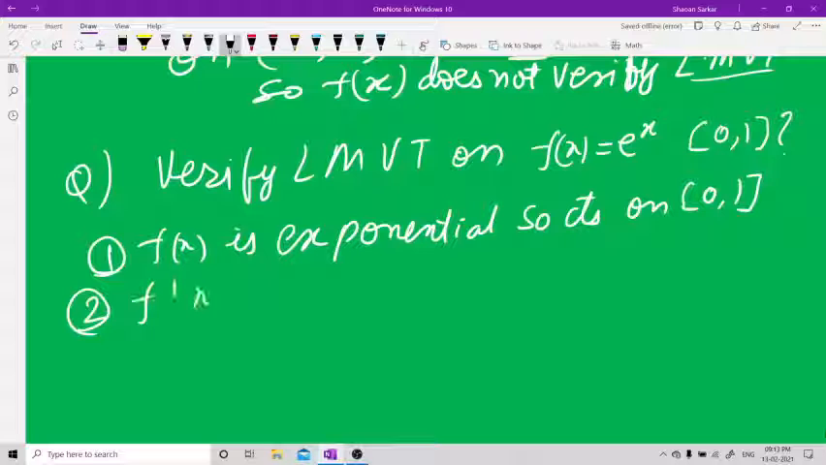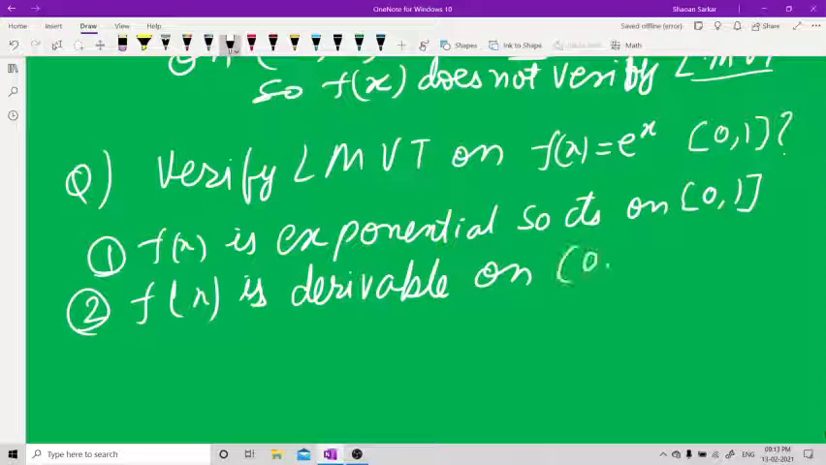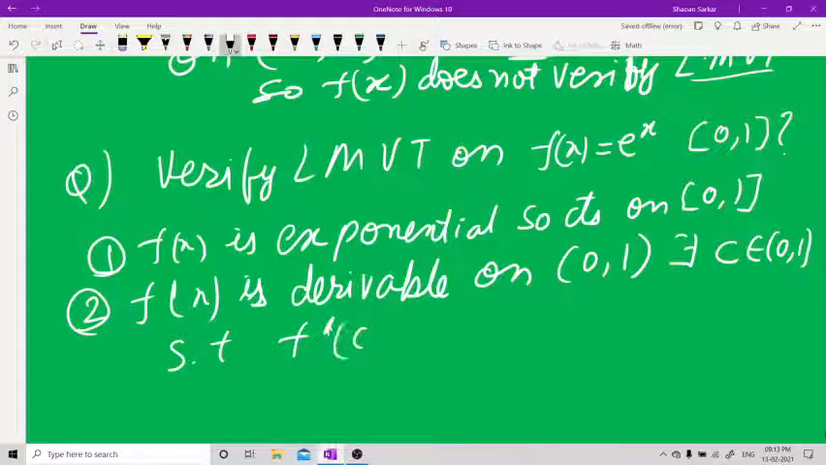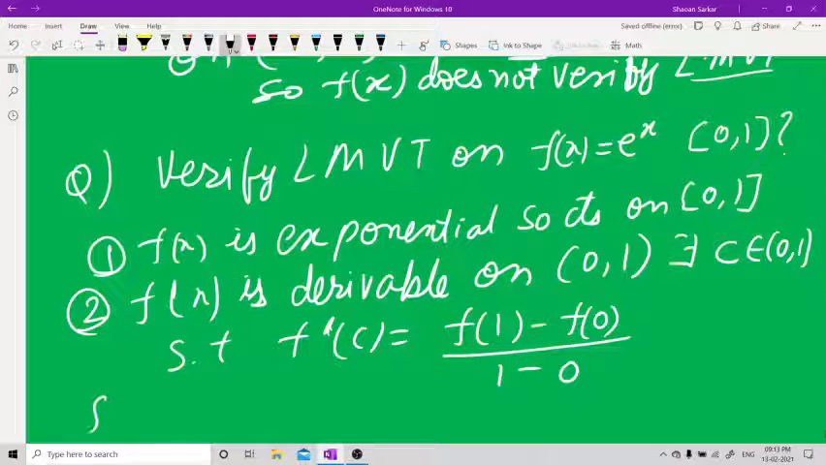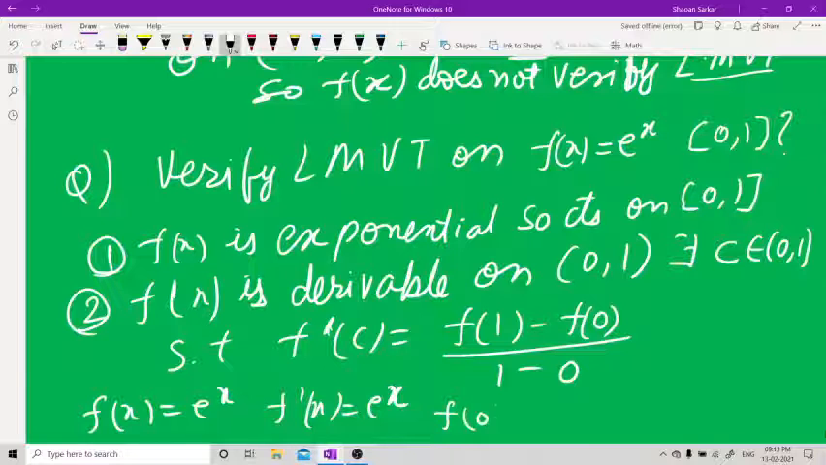Second, f(x) is derivable on the open interval 0 1. There exists a point c belonging to between 0 and 1 such that f dash c is equal to f of 1 minus f of 0 upon 1 minus 0. So see, f(x) is what? f(x) is e to the power of x. The derivative of this is e to the power of x only, and f of 0 will be e to the power of 0, that is 1, and f of 1 is e to the power of 1, that is nothing but e. Got it?